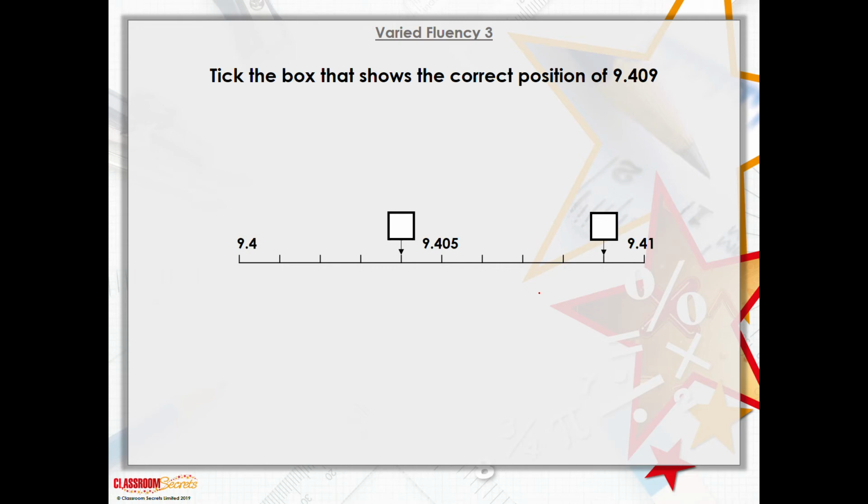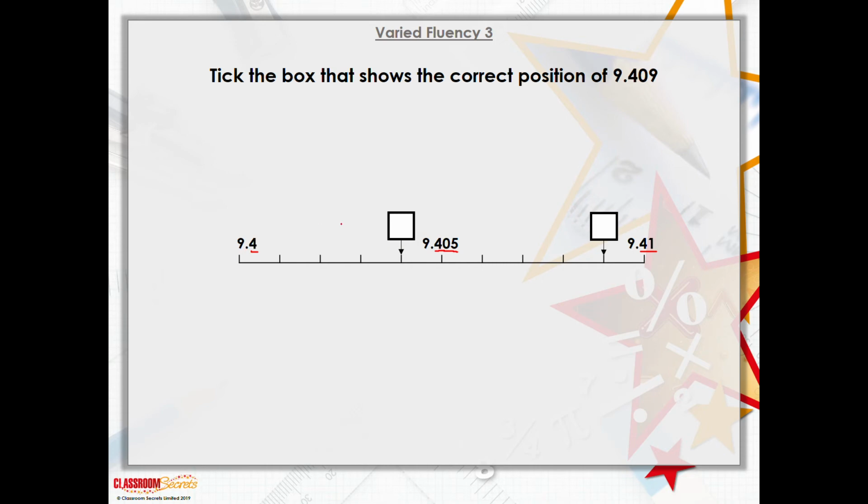Here we have a number line, and it says tick the box that shows the correct position of 9.409. So as with any other number line, regardless of whether we have decimals, we need to look at what's happening as we go up. So we have 9.4, 9.405, 9.41. So it's this part here that we need to concentrate on really.